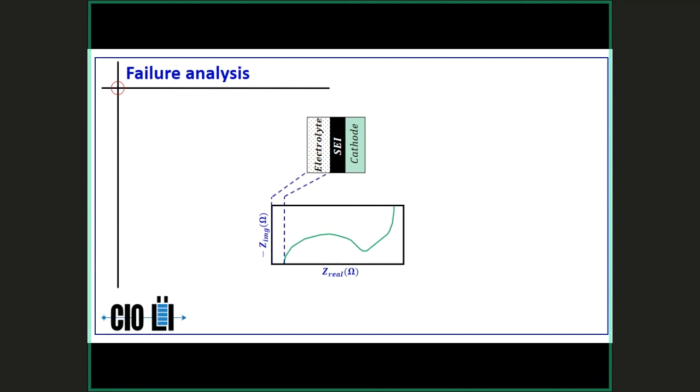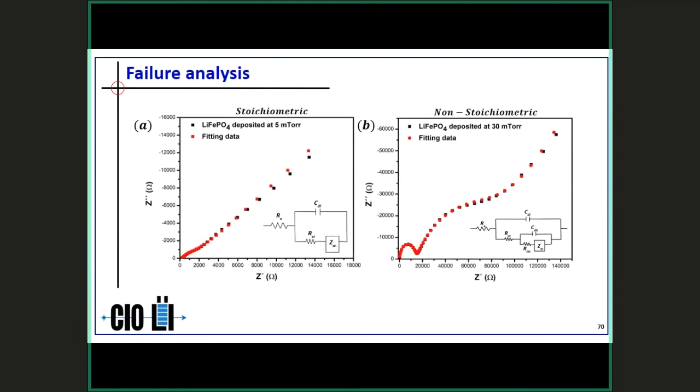So the first section of the Nyquist plot, if we follow just the dotted line, is related to the electrical resistance of the electrolyte of the battery. The second section is related to the electrical conductivity at the surface of the cathode. And finally, the last section is related to the ion diffusivity inside of the cathode. So now let's see what happened between the stoichiometric and non-stoichiometric samples.